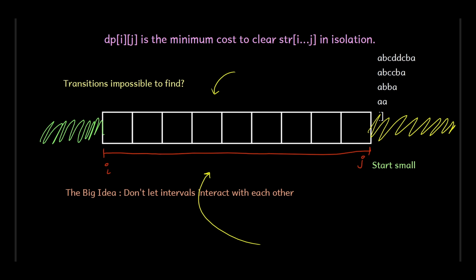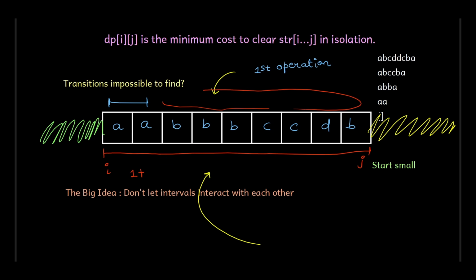Now, the most obvious idea that comes to mind is, okay, what if I make a choice on the first operation? So you might wonder about the first operation, like let's say the string is something like this: A, B, B, B, C, C, D, and B. Then you might wonder, okay, if I apply the operation the first time over here, you might want to delete this, then the cost is 1 and your answer is DP of this segment, right? So far so good.